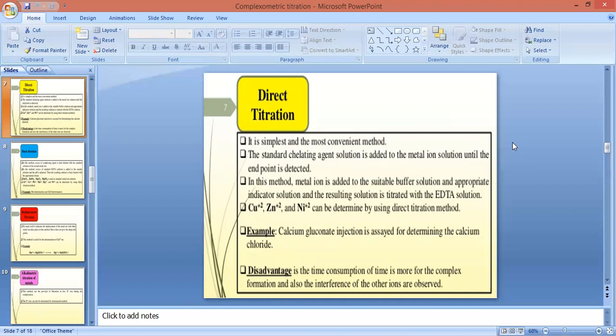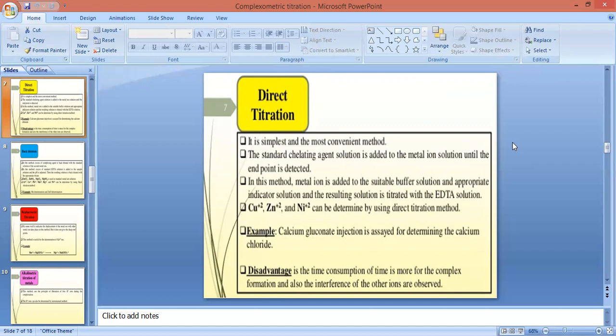In this method, the metal ion is added to a suitable buffer solution and appropriate indicator solution, and the resulting solution is titrated with EDTA solution. Examples of drug substances that come under direct titration are copper, zinc, and nickel. So these are the three metal substances which come under the direct method type of titration.